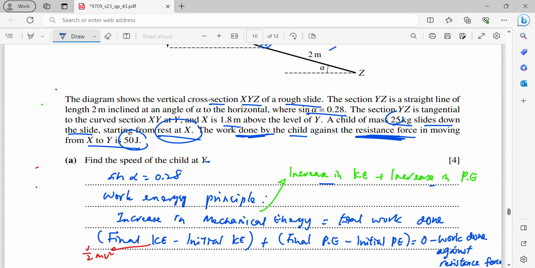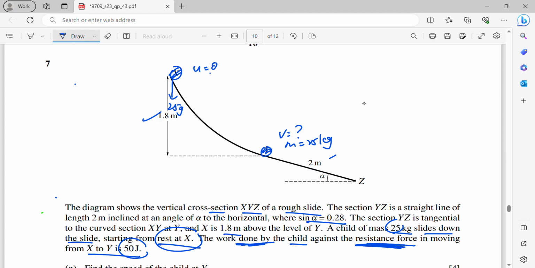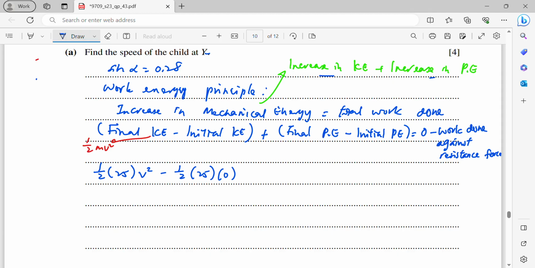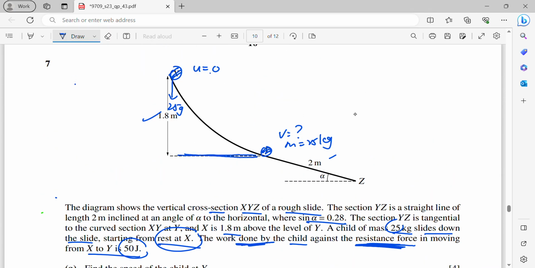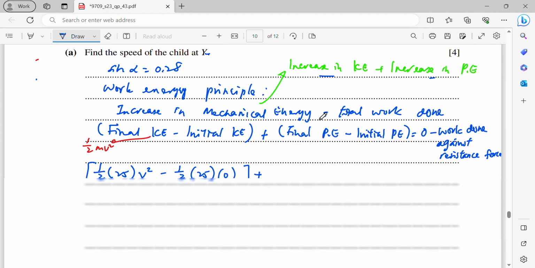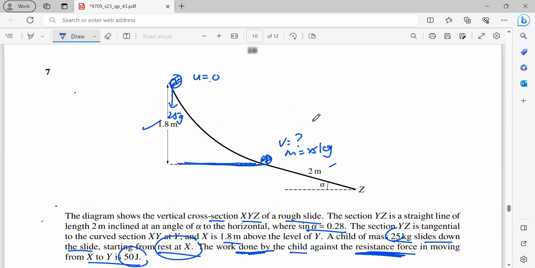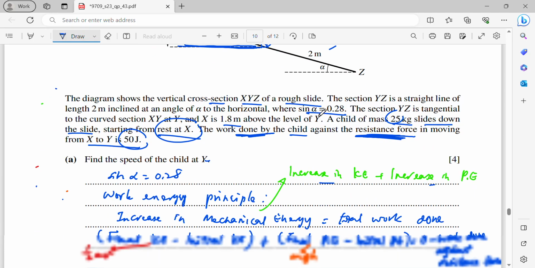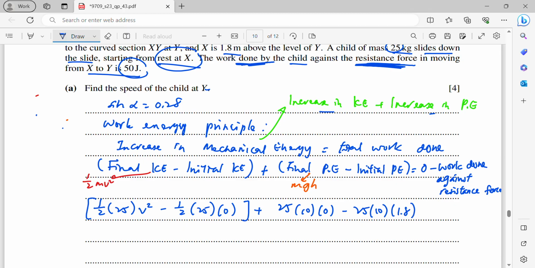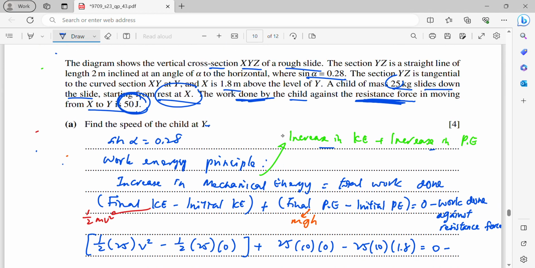Remember, at first it is at rest, starting from rest at X. That means u equals 0, so the initial kinetic energy will be 0. Then plus the final PE. For the final PE, I treat this as the horizontal plane, which means the height here will be 0. The PE is mgh, potential energy. So I will get half times 25 times 10 times 0 minus initial potential energy, 25 times 10 times h. The h here is basically 1.8. That equals 0 minus work done against resistance force, which is given as 50 joules. So I will write 50.